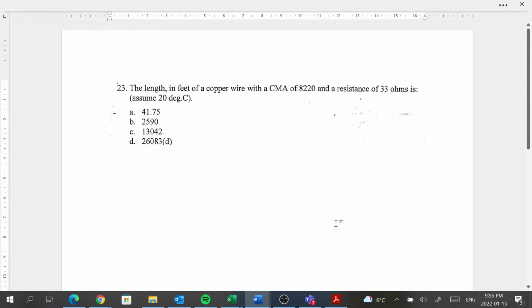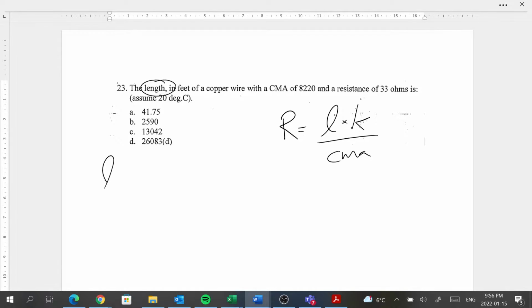Okay, question 23. We are doing another question that's going to entail the formula R equals L times K divided by CMA. This time we are, and this is a good habit to get into, looking for the length. So writing down the value that we're looking for, and also the values that we know.